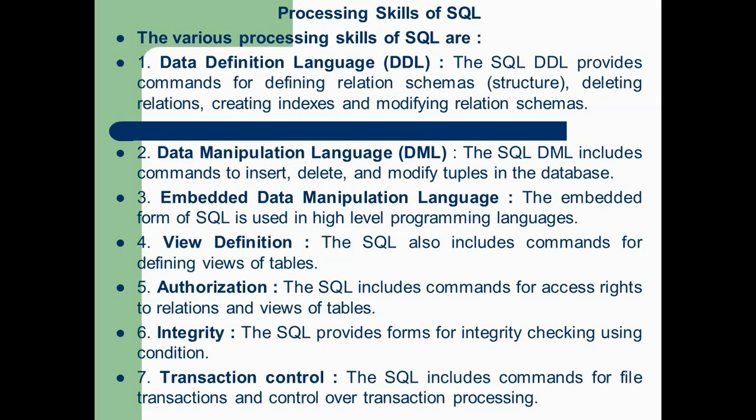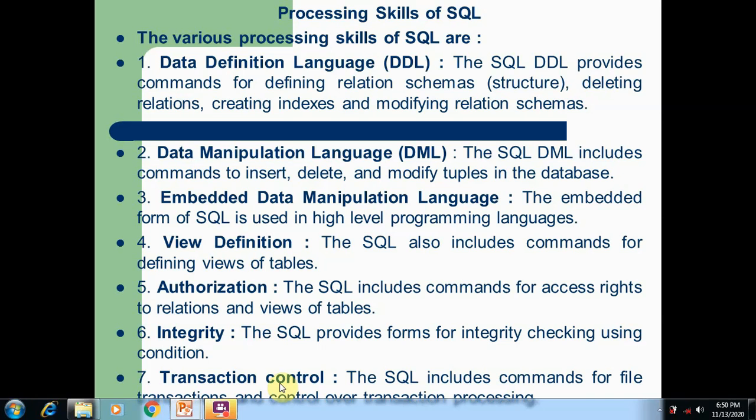Next, view definition. The SQL command which is used to view the definition of any table is called view definition. Authorization: SQL includes commands for access rights to relations and views of tables. Next, integrity checks, which are conditions on data. Next one is transaction control. So these are different skills which can be implemented in any database created by SQL commands. So these are the various skills of SQL.